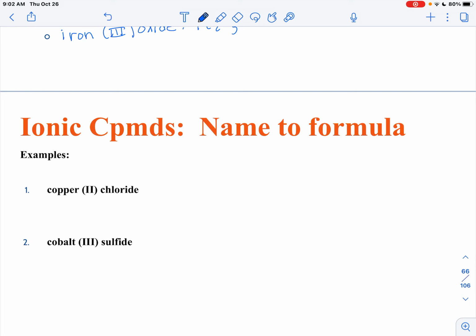So let's quickly go through name to formula and then work on formula to name. Name to formula is easier because you only have to look up your nonmetal on the periodic table. The charge of your metal is right here. So copper gets a 2 plus charge. Chloride is chlorine, so you can look that up on the periodic table and see that it gets a 1 minus charge. You then crisscross them and you get CuCl2.